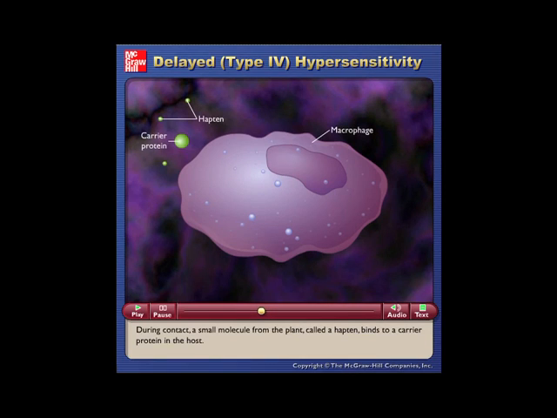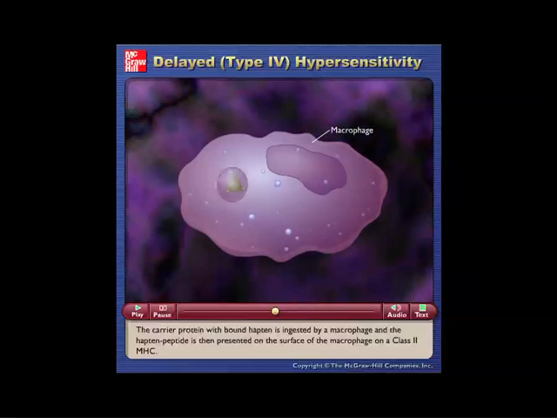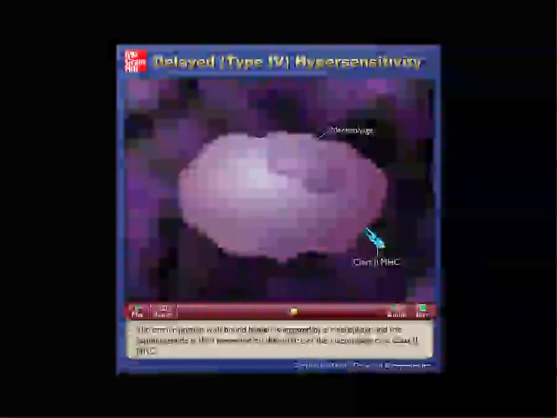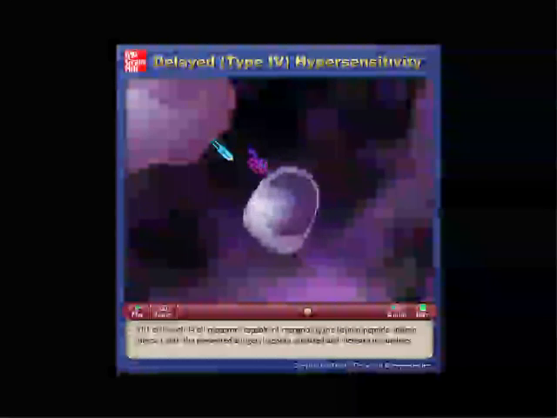During contact, a small molecule from the plant, called a hapten, binds to a carrier protein in the host. The carrier protein with bound hapten is ingested by a macrophage, and the hapten peptide is then presented on the surface of the macrophage on a class II MHC. Th1 cells with T-cell receptors capable of recognizing the hapten peptide antigen interact with the presented antigen, become activated, and increase in numbers.